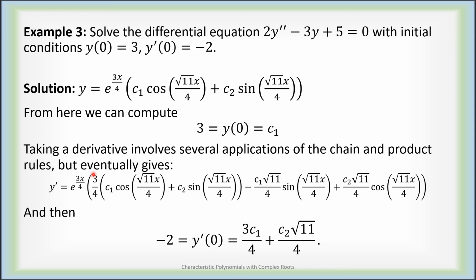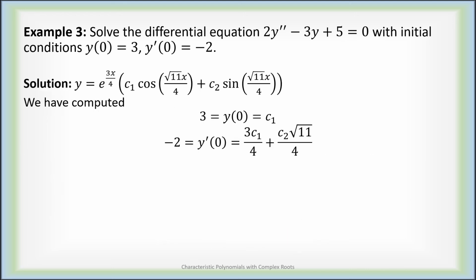Now, if I plug in x equals 0, we were given that y prime of 0 is minus 2. On the other hand, this exponential becomes 1. The cosine of 0 is 1, the sine of 0 is 0, the sine of 0 is 0, and the cosine of 0 is 1. So all we get is negative 2 is 3c1 over 4 plus c2 root 11 over 4.